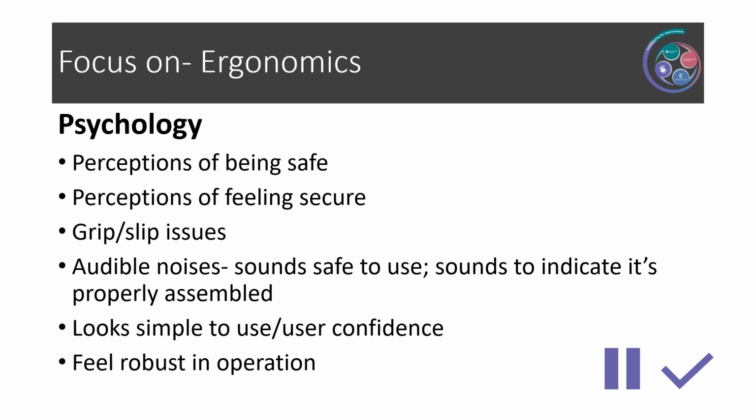Finally, we're going to look at psychology. You may have discussed the perception of feeling or being safe, the perception of being or feeling secure, any grip or slip issues when getting into or out of the wheelchair, any audible noises the wheelchair may make. There may be sounds that make you feel safe to use it or unsafe if it is creaking and groaning. There may also be sounds to indicate that it has been properly assembled. It looks simple to use, which gives the user some confidence. And generally, it feels robust when in operation. It doesn't feel flimsy. Pause the video now and correct the rest of your answers.